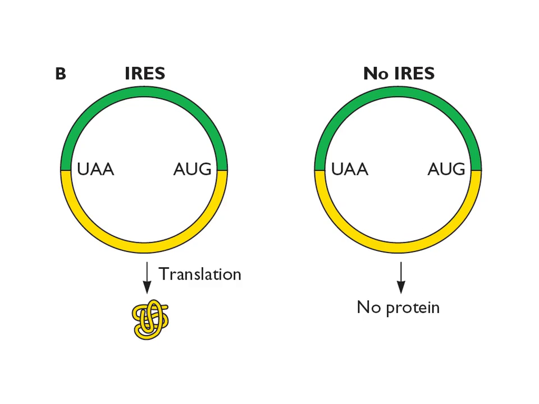We have two different circular RNAs, one with an internal sequence. That's the 5' UTR from polio. And one without. And you translate these in vitro, you get protein from this one, but not from the one without the polio 5' UTR. So it shows that ribosomes can bind internally here, but not without this sequence. So this sequence was then called an internal ribosome entry site, or IRES. So now this is the second mechanism of translation initiation.